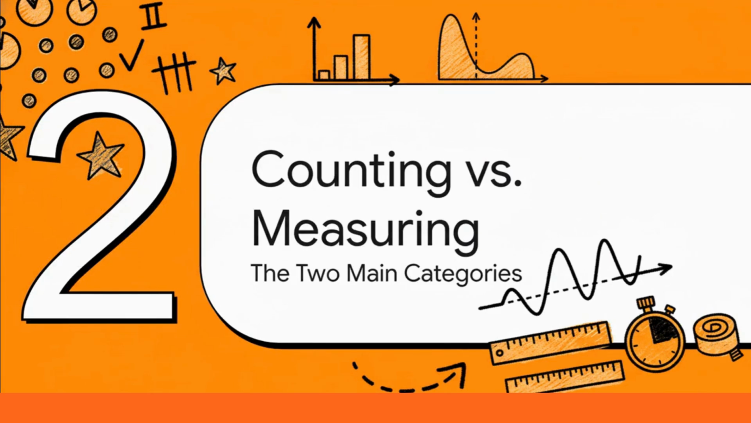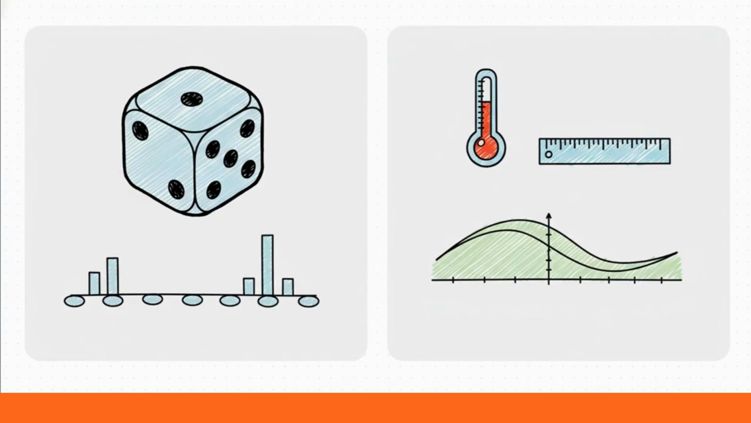Okay, so not all random variables are created equal. Some things in life we count and other things we measure, and this simple difference splits probability distributions into two major families. So on one side, we have discrete distributions. These are for things you can count in whole numbers, like the result of a dice roll or the number of defective products in a batch. On the other side are continuous distributions, and these are for things you measure on a scale, like height, weight, or temperature, which could technically take on an infinite number of values within a range.